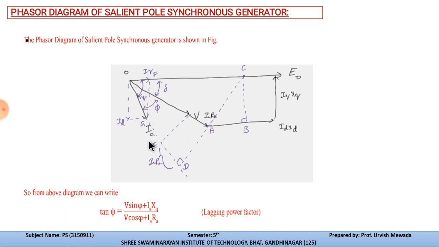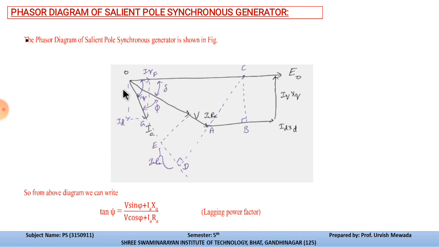The resultant of ID and IQ is the armature current IA, and the angle between the E output and IA is psi. Over here you can see that the angle between E output and V is delta, or the phase angle.